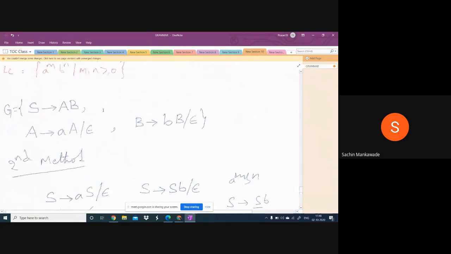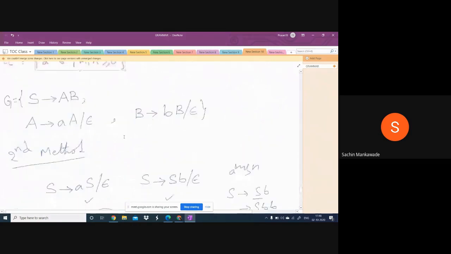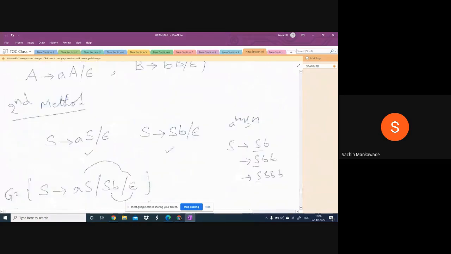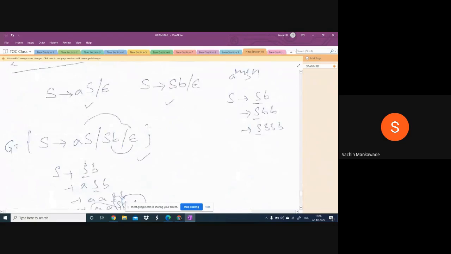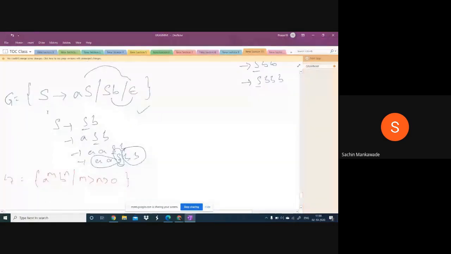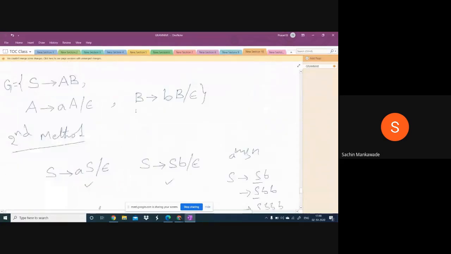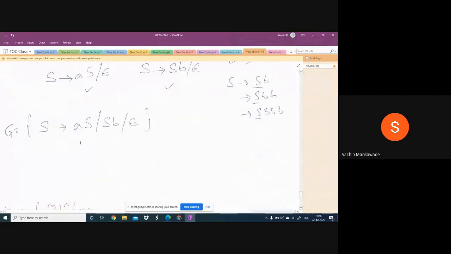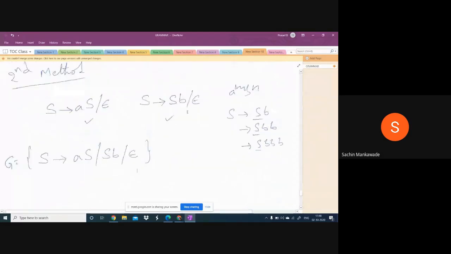So compared to this first method, this is the best one, because here the number of productions are less and the number of non-terminals are less. Whereas in the above one, we have 3 non-terminals, S, A, B, and productions are 5. Whereas in this, only 3 productions. Okay, you understand? Any doubt?